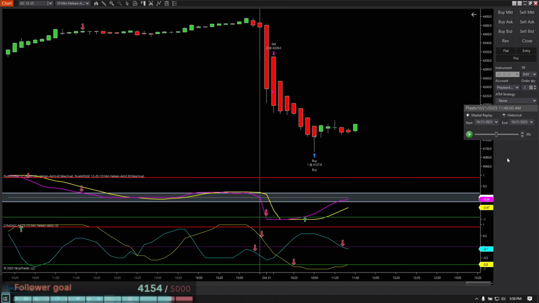So the algorithmic strategy is going to do something very similar to what you saw right here with PureMO. It's going to tell you when to enter and when to exit the trade. The only difference is that it's going to be optimizable for you.